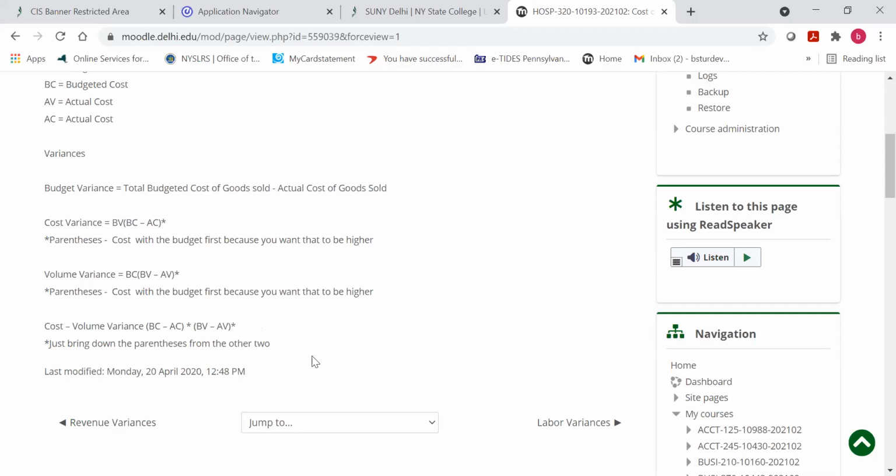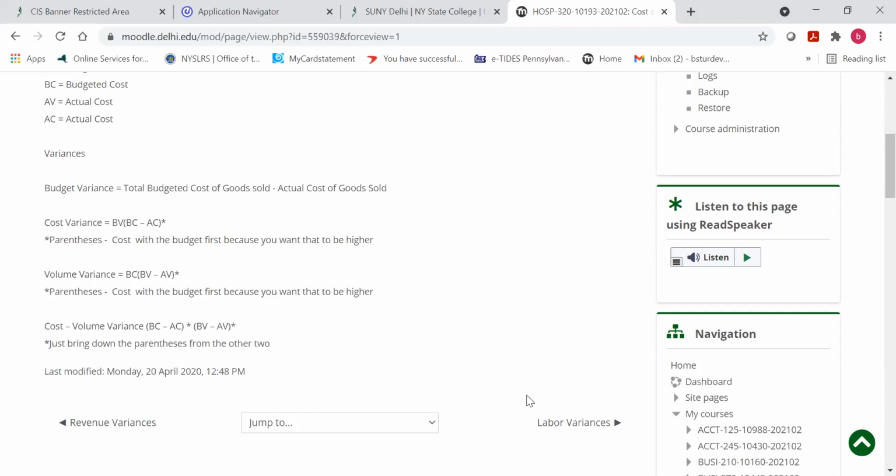Okay, questions on those? So those 2 sets are fairly simple. You have 4 numbers. Revenues, you want your actual to be first because you want that to be higher. Cost, we want the budgeted cost to go first because we want to come in under budget.